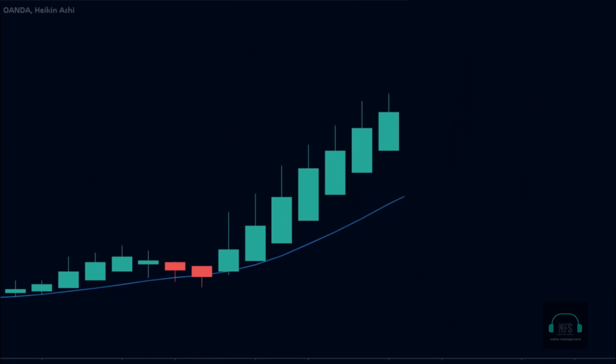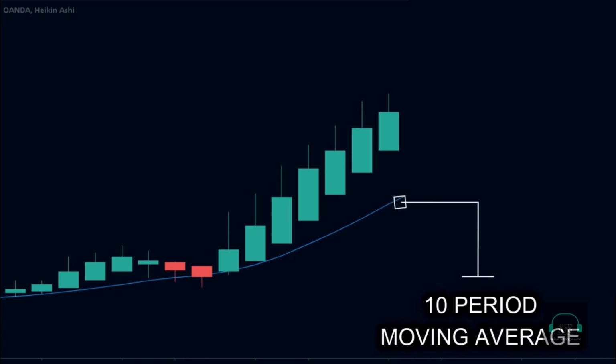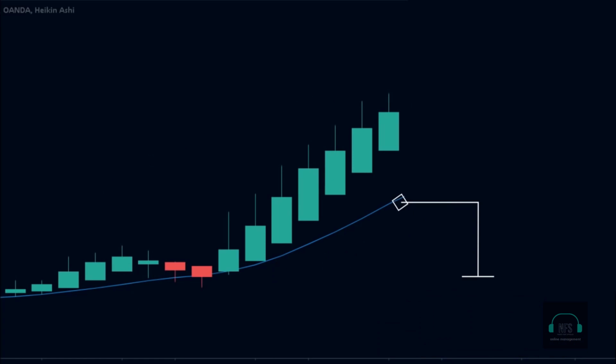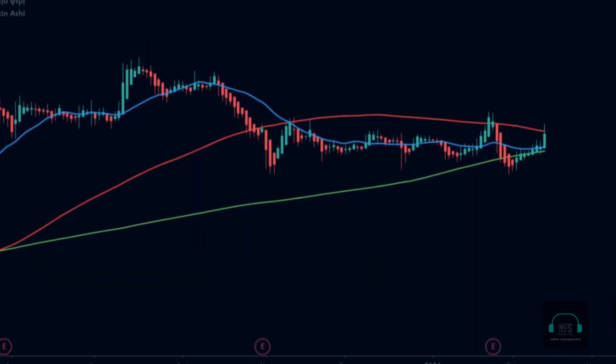We will find the trend by plotting a moving average. A moving average is a line that represents the average price of the asset over a specific period of time. For instance, if we are using a 10-period moving average, it will show us the average close price of the last 10 candles. Different moving averages give us different trends.